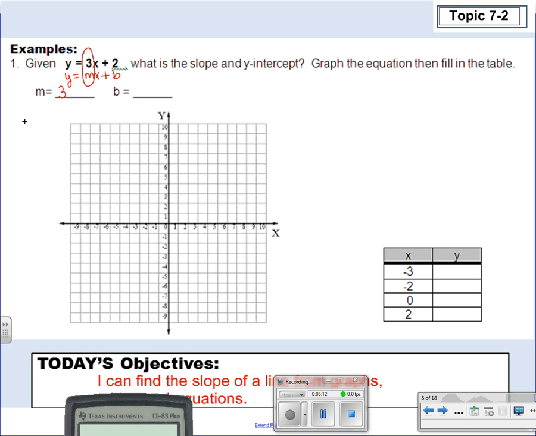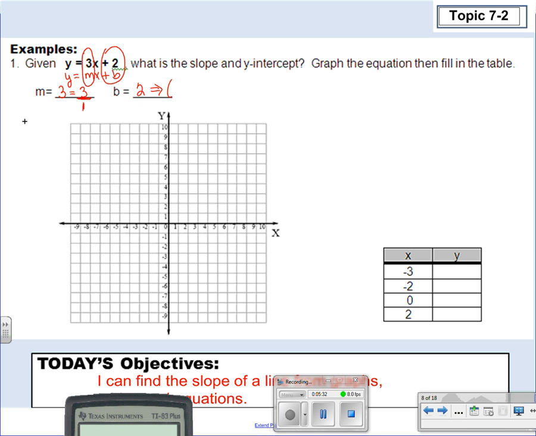Remember that our m represents the change, and we like to have it as a fraction. So I'm going to make it look like a fraction by doing 3 over 1. Our b represents where it begins. This is the number at the end all by itself. The b is 2.